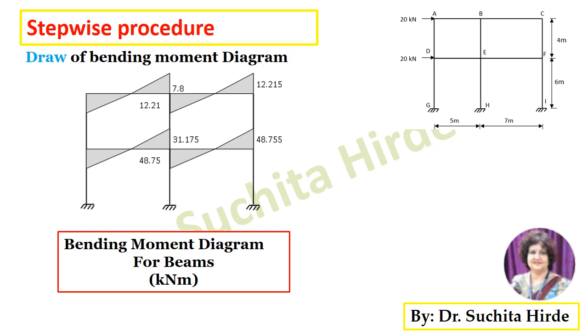On the multi-story frame, if the horizontal loads act towards right, you will always get bending moment diagram for beams like this. You have to just draw this sketch and write down all the ordinates on this sketch to get bending moment diagram for beam.